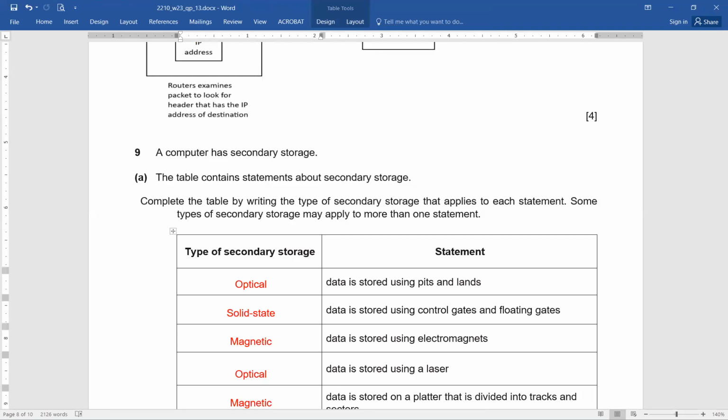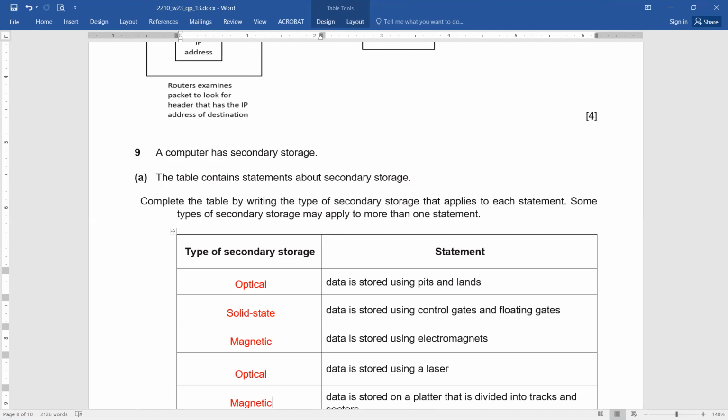Just a piece of advice: whenever such questions come, first of all, always underline. Here, the word is secondary storage. So you underline the word secondary so that you remember that this is your major concern. And then you start doing the rest of the part. Data stored using pits and lands. Definitely it's optical. Nothing else but optical. Data stored using control gates and floating gates. That is solid state, SSDs. Data stored using electromagnets, it's magnetic. Just a hint: magnetic storage, optical storage, solid state storage. These are the three that we have learned.